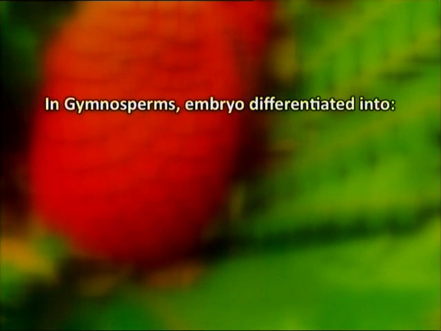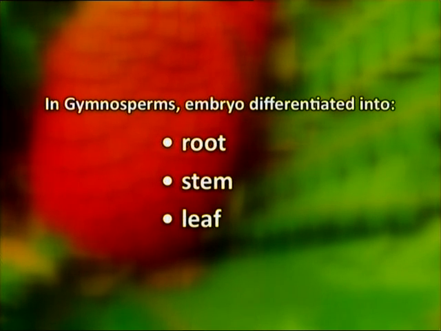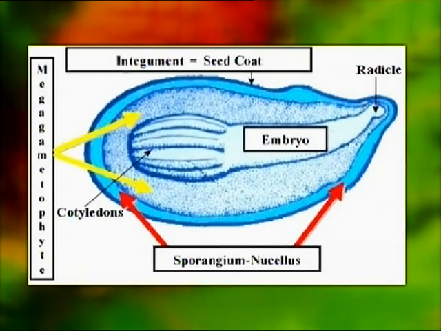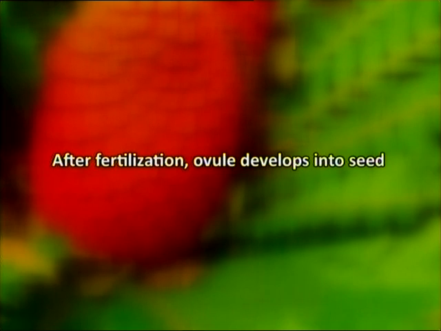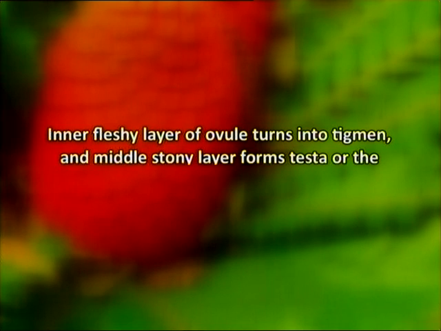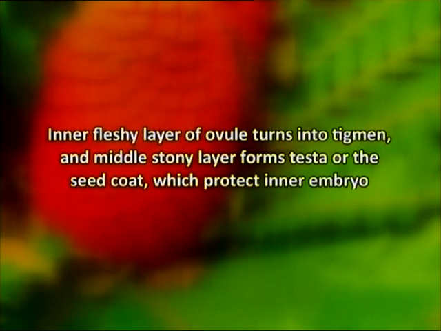In Gymnosperms, the embryo is differentiated into root, stem and leaf. It is endoscopic, which means plumule is directed away from the micropyle and radicle towards the micropyle. Now the seed. After fertilization, the ovule develops into seed. The inner fleshy layer of ovule turns into tegmen, and middle stony layer forms testa or the seed coat, which protects inner embryo.